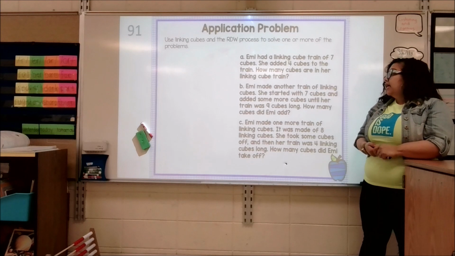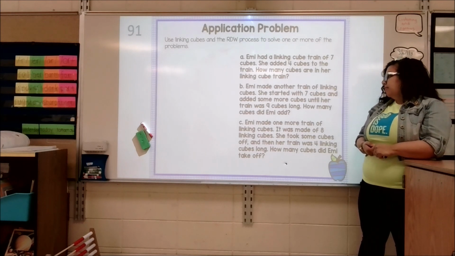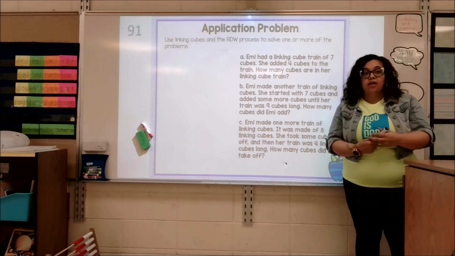It's the last question. Emmy made 1 more train of Lincoln cubes. It was made of 8 Lincoln cubes. She took some cubes off, and then her train was 4 Lincoln cubes long. How many cubes did Emmy take off?